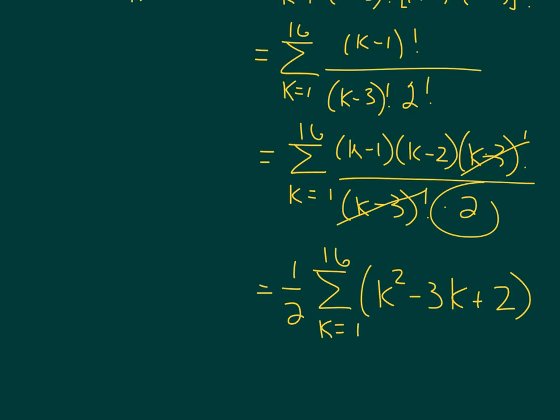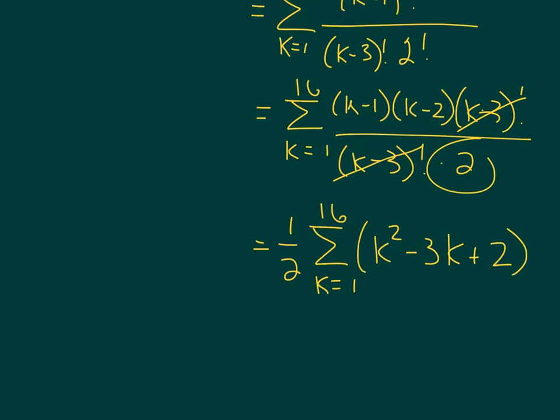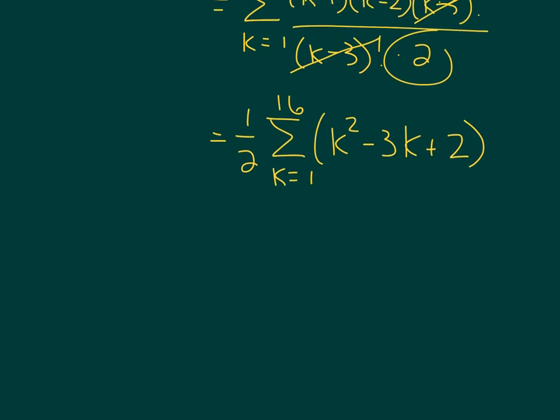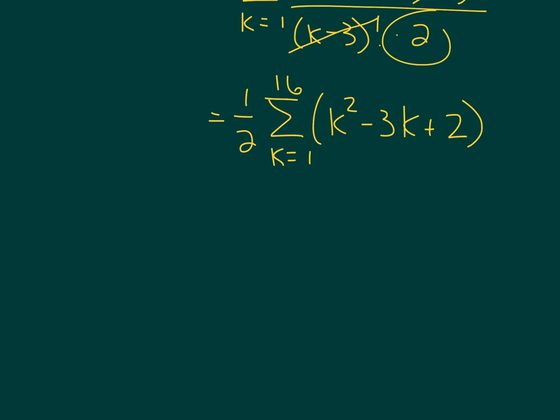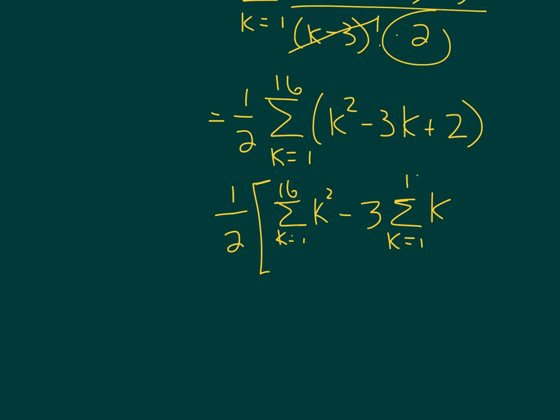And now let's use properties of sigma again. We have the 1/2, so I'll just keep that outside. So we're going to have 1/2, and we'll split this up. I'll just write this as the sum from k equals 1 to 16 of k squared, minus 3 times sigma k, k goes from 1 to 16, plus sigma 2, k goes from 1 to 16, and now we can just use our formulas.